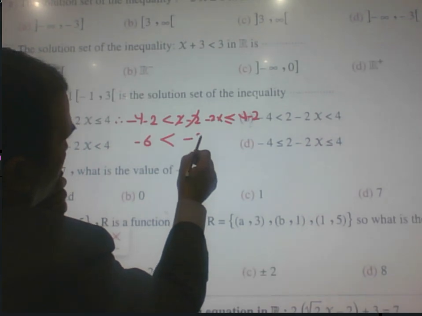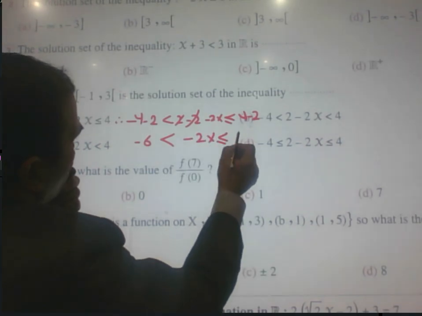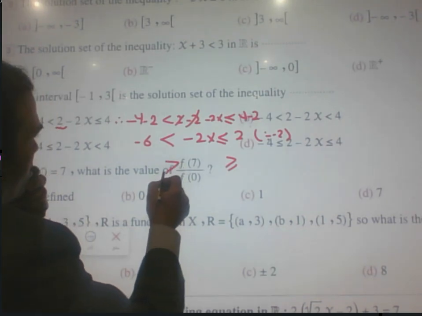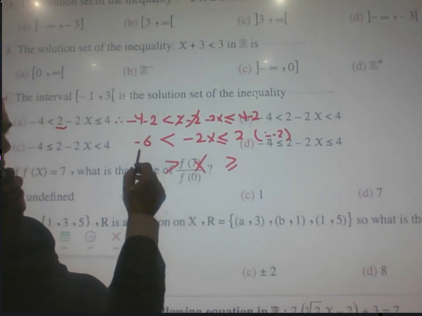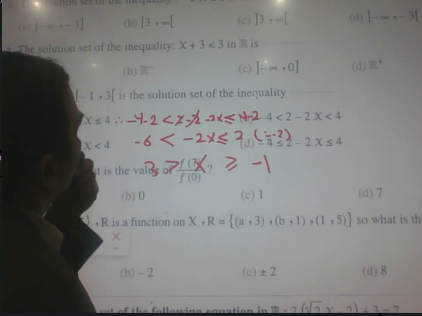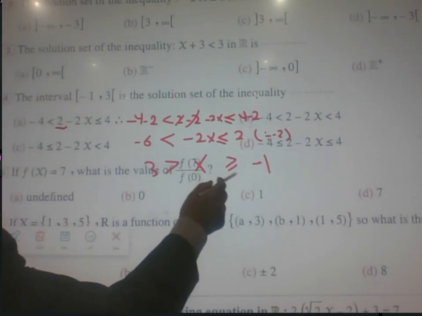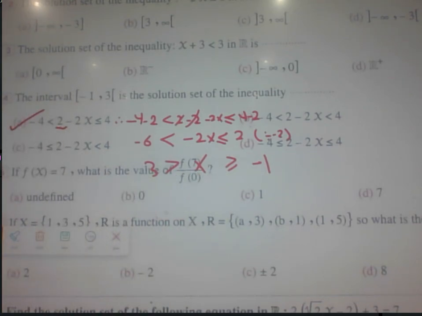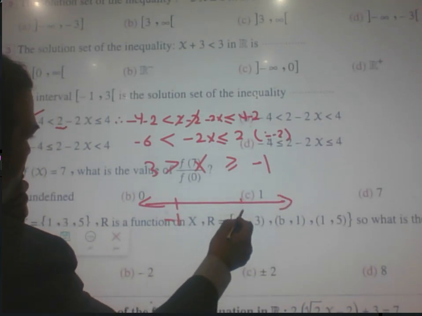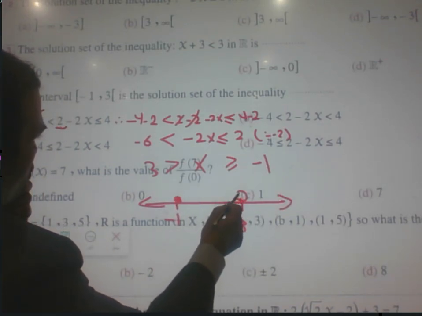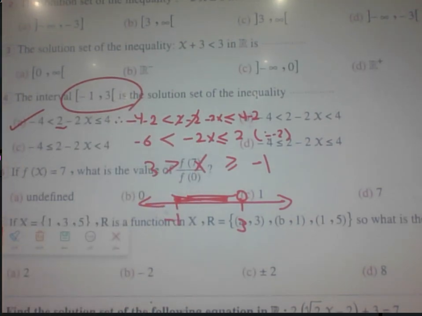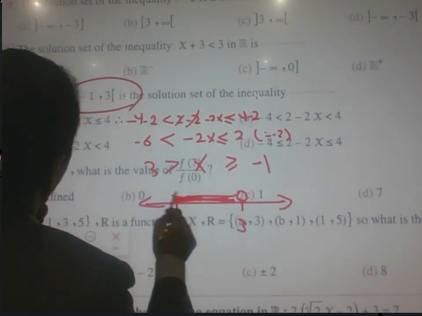You can cancel this and then negative 4 minus 2 will be negative 6. And we have here negative 2x less than or equal to 4 minus 2. Next step, we must divide by negative 2. Then you must change the direction here. Then x, and negative 6 divided by negative 2 equals 3, and 2 divided by negative 2 equals negative 1. The solution will be negative 1 closed and 3 open. So the solution here will be letter A. If you draw the straight line and write the solution from negative 1 to 3, negative 1 was closed and 3 was opened. You must choose letter A.